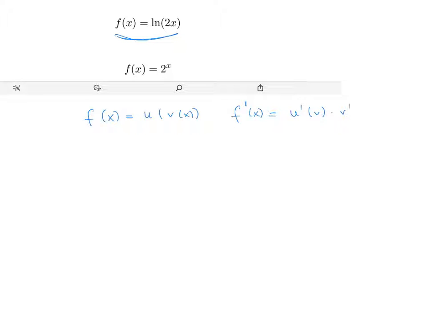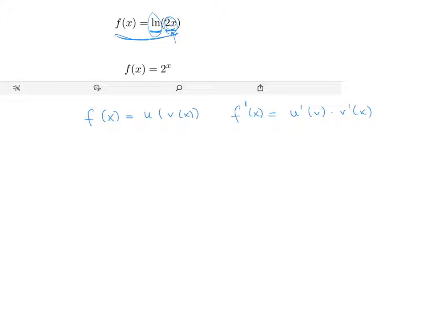times the inner derivative. And this is exactly what we do here, because we have the so-called outer function here, the logarithm, and the inner function 2x. So basically what it says is that you first compute 2x, and then this was the first function, and then you apply another function on top of it, which is the logarithm.